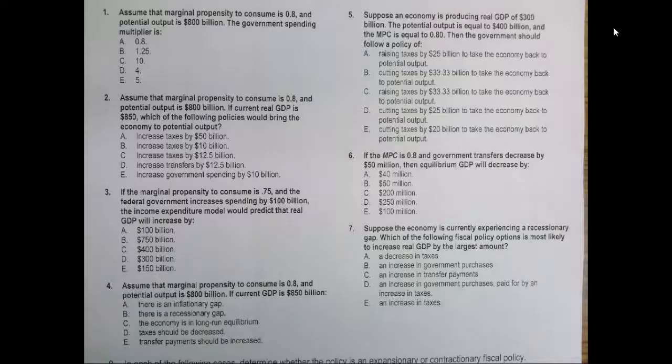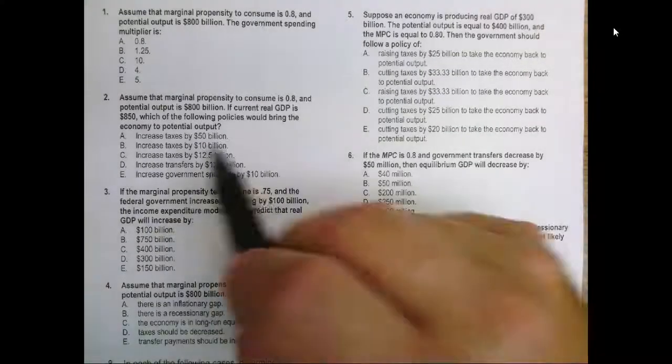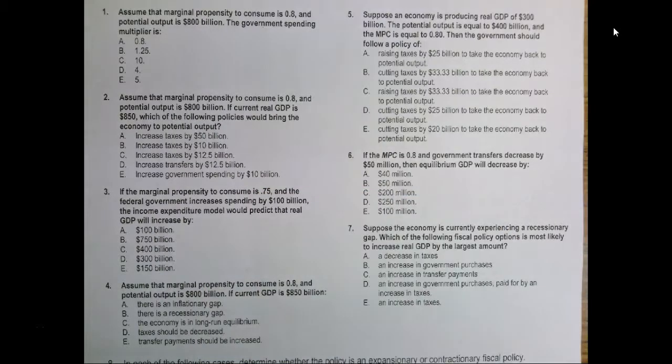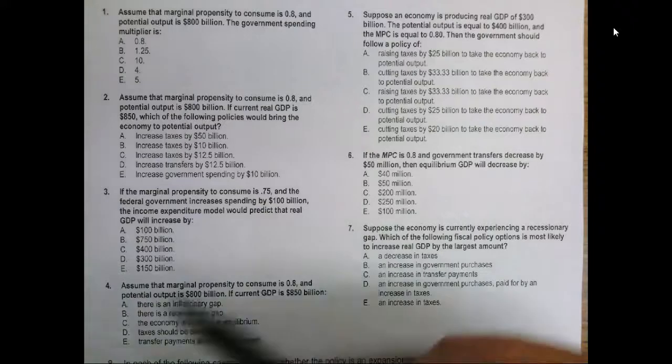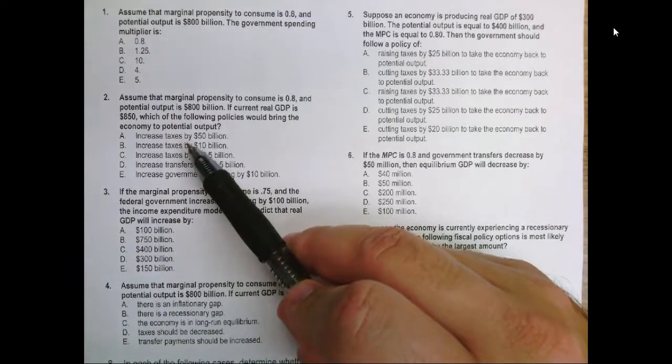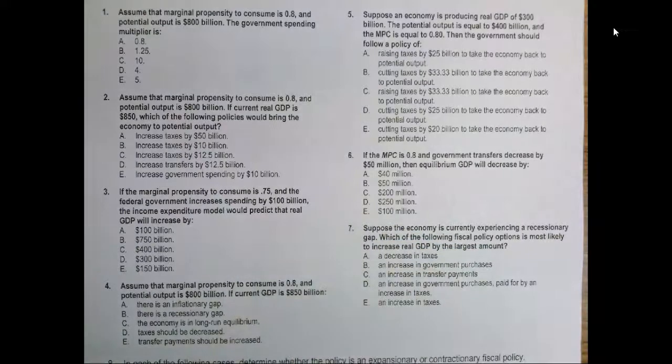Okay, this question is asking to figure out what fiscal policy would get us to our potential output. If we're currently producing 850 and potential output is 800 billion, we need to decrease GDP. So we need to figure out by how much. We have to remember that there's a different multiplier for taxes than there is for spending and transfers. So we've got to make sure that we know which multiplier to use.